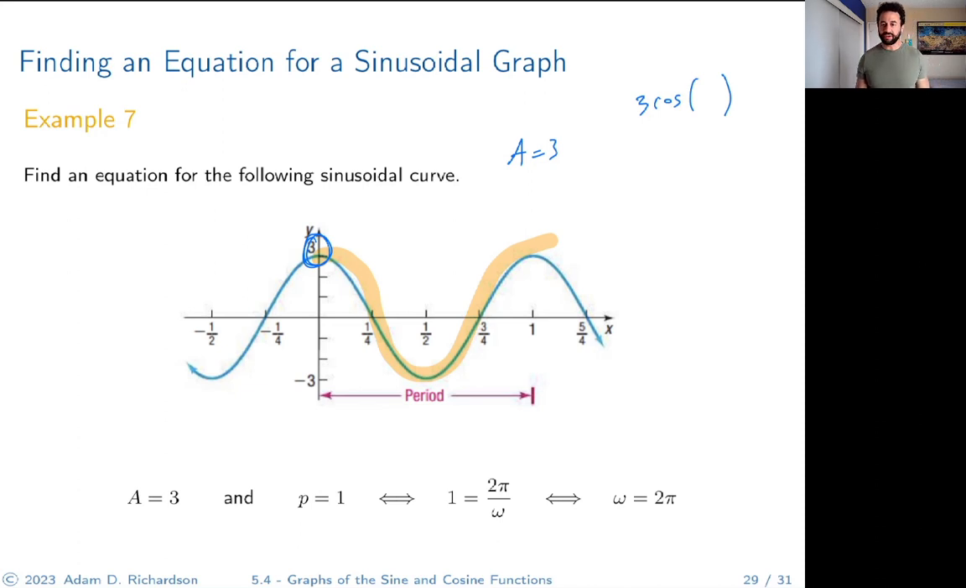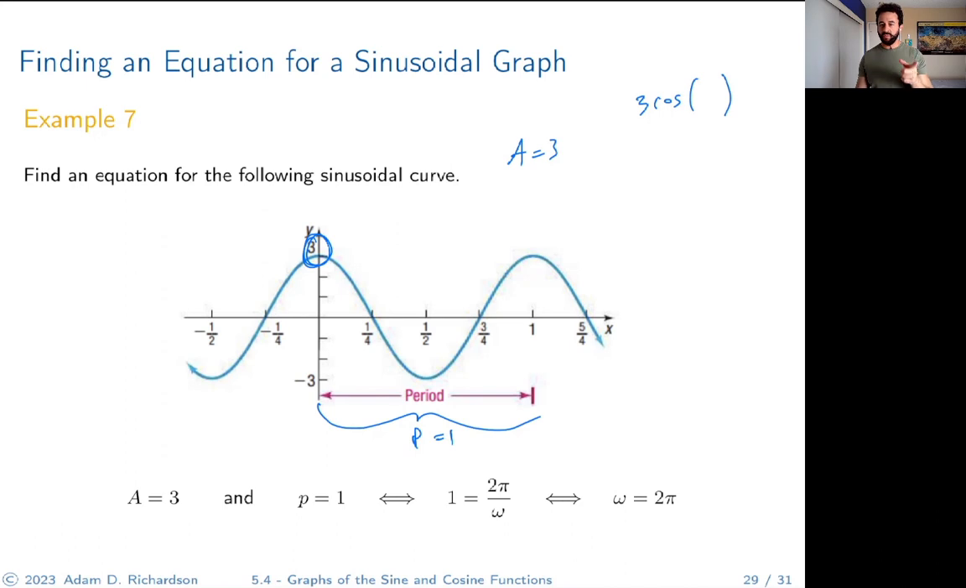Now, is there any kind of vertical shifting? No, there's no vertical shifting here. The center line is still on the axis. So there's no vertical shifting. But the period is not going to be 2 pi. This one actually tells us the period is this length. So here they're saying the period is equal to 1.